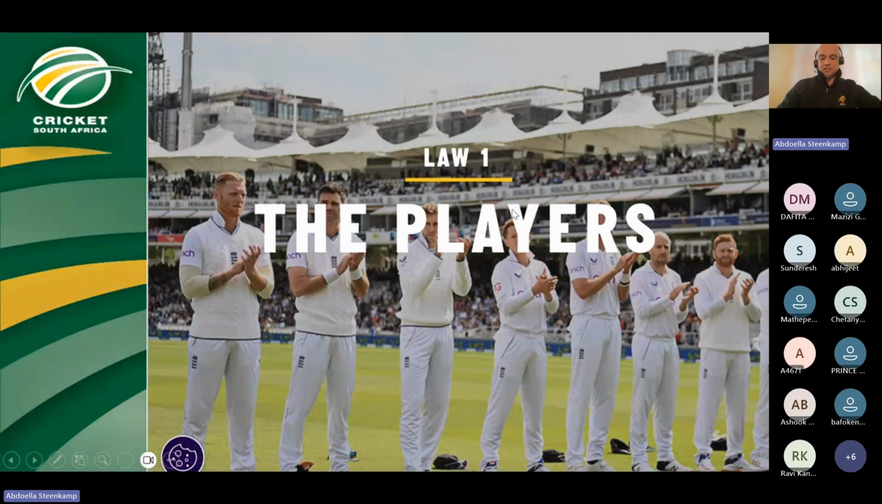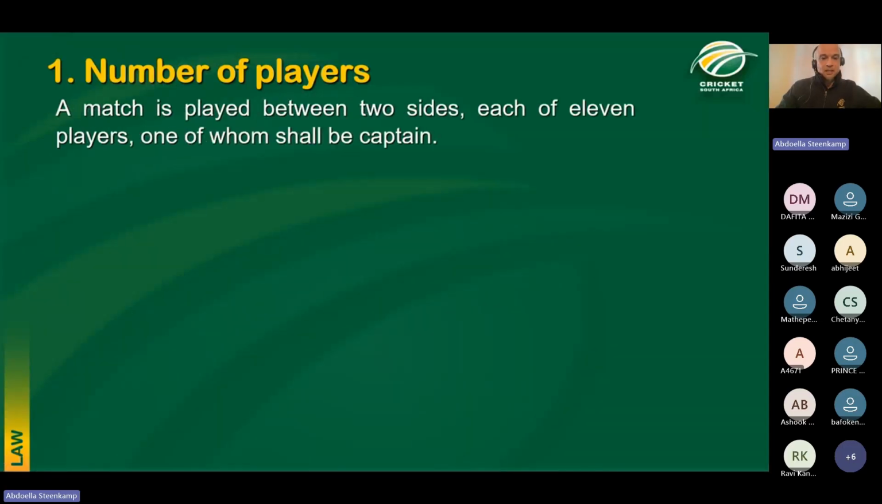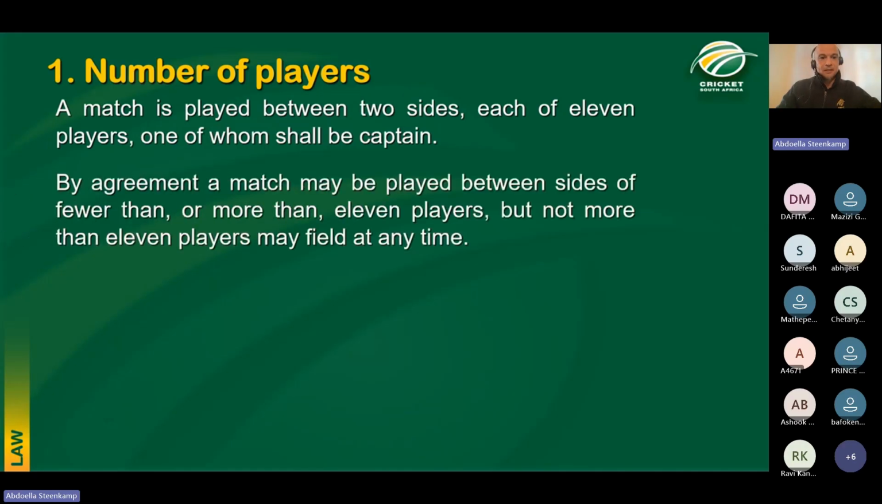Okay, I'm kicking off our revision session with Law 1 that covers the players. When it comes to the number of players, according to the law, a match is played between two sides, each of 11 players and one of them to be captain. The law allows for, and this needs to be an agreement before the start of the game, games to be played between sides of fewer than 11 or even more than 11, but not more than 11 players may field at any given time.